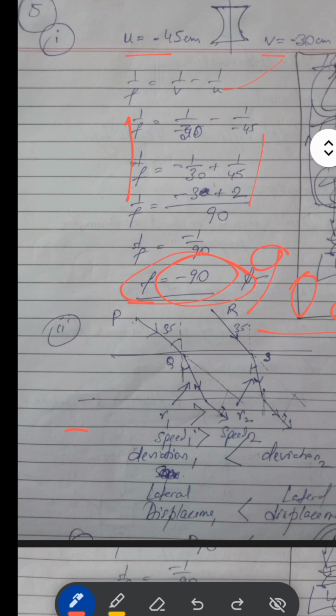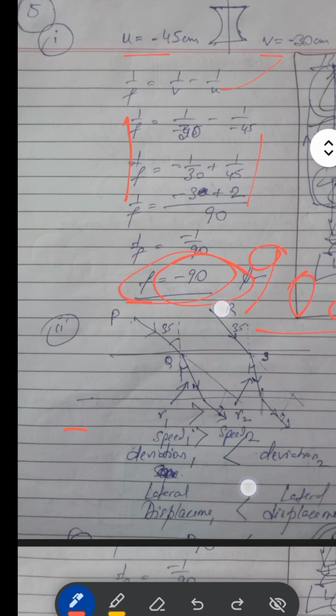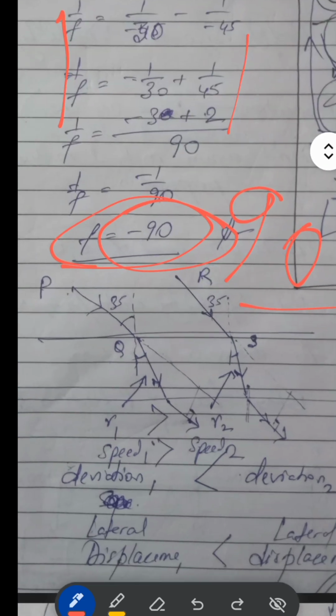What you see is that PQ is suffering less deviation, so the speed of PQ is more than the speed of RS. If the speed of the RS ray is less, then it is suffering more deviation. So obviously the deviation suffered by the second ray is more than the deviation suffered by the first ray PQ. And since lateral displacement also increases with deviation, if it is more deviated, the lateral displacement will be more. So ray 2, that is RS, suffers more lateral displacement.